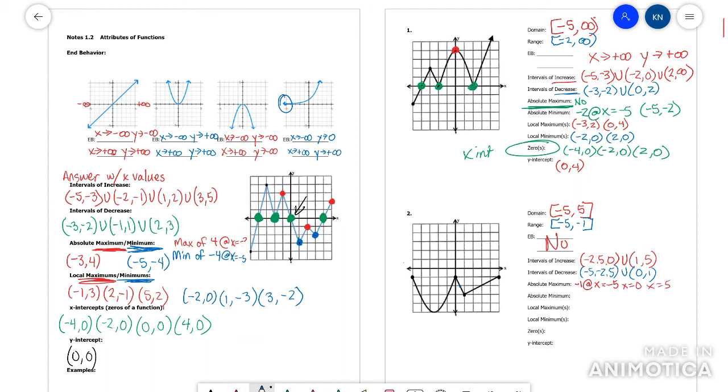My absolute minimum, there's only one of them this time. It's here. It's a value of -5 at, and then find out what x value it's at. It's at here. That's -2.5.